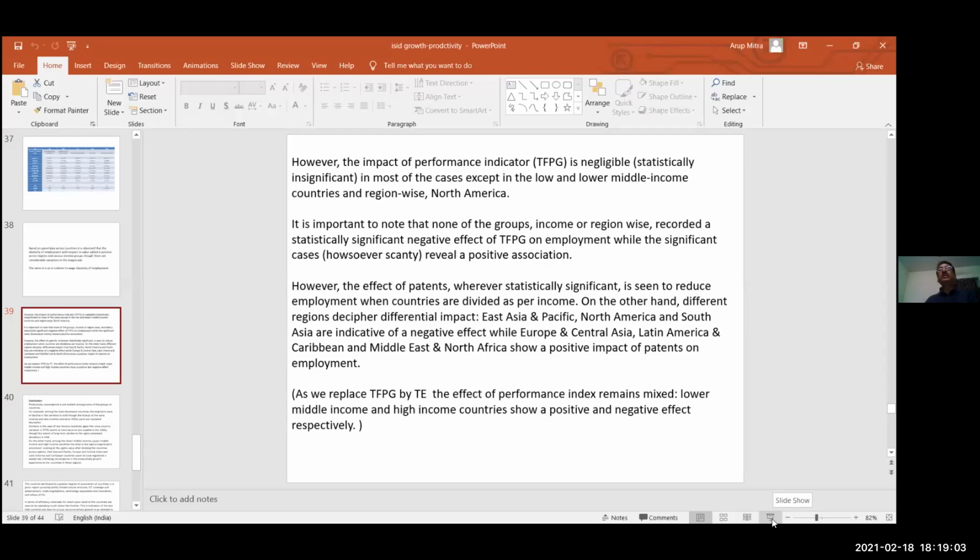So patent is showing a mixed effect, but for the outcome variable TFPG, at least the negative cases are not statistically significant. As we replace TFPG by TE, technical efficiency, the effect of the performance index remains mixed. Lower middle income and high income countries show a positive and negative effect respectively.